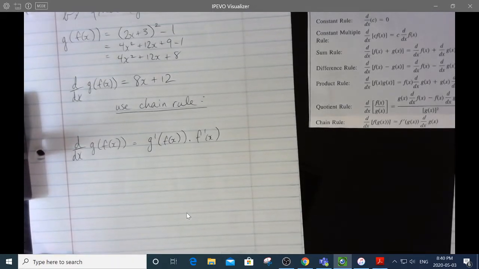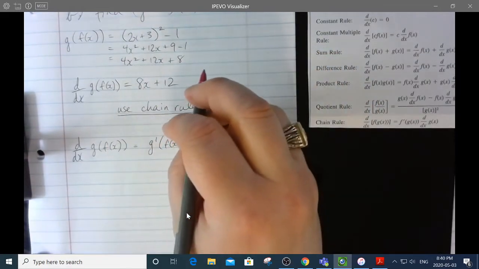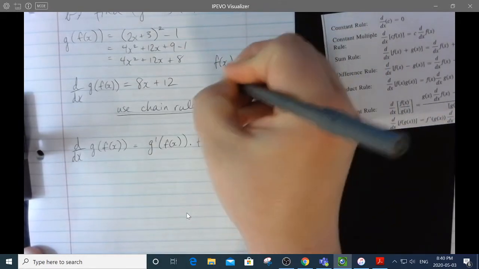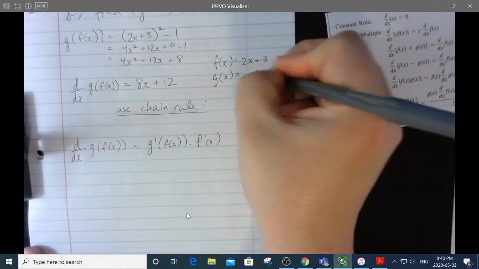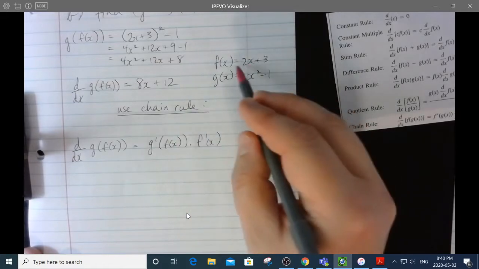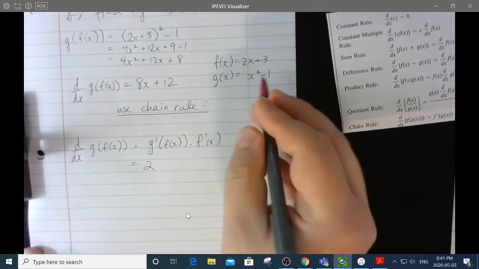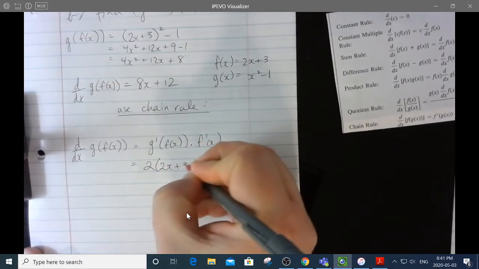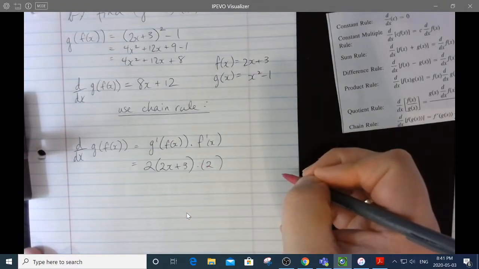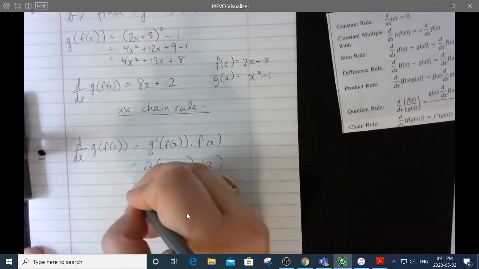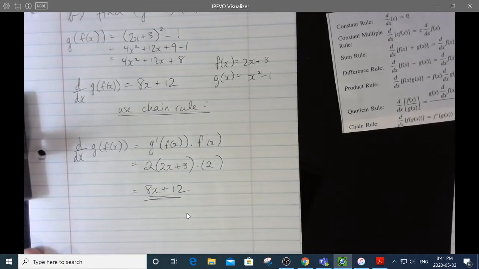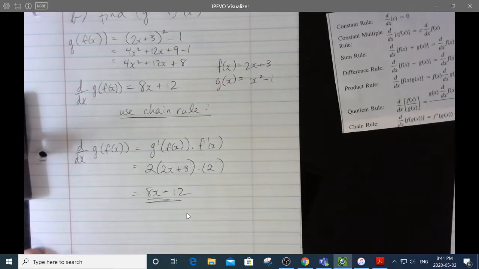So g primed, let me just write down what my functions were in the first place again. They were that f of x is 2x plus 3, and g of x was x squared minus 1. So g primed of x is just 2x, but I'm plugging into the 2x what f of x is. So that's going to be 2, and instead of x, 2x plus 3, times f primed of x, which is 2, and notice that's going to be 2 times 2 times 2x, and 2 times 2 times 3. And I don't know about you, but that one felt like less work than the other way.